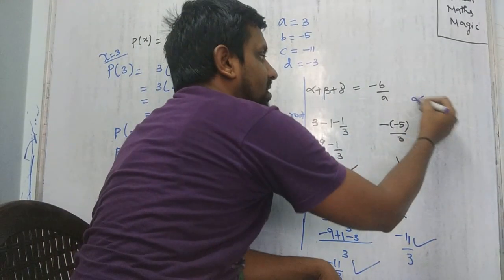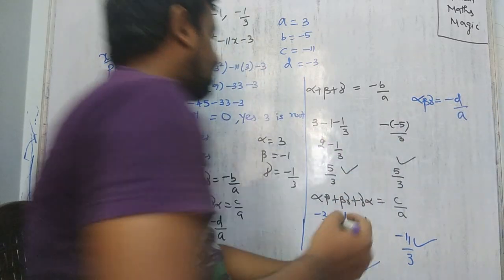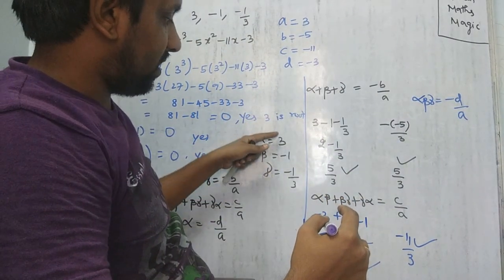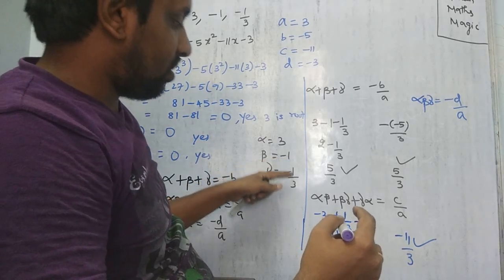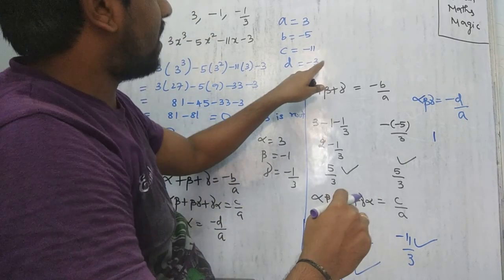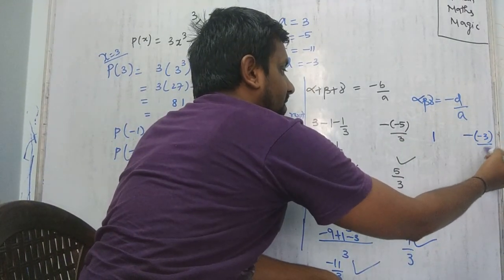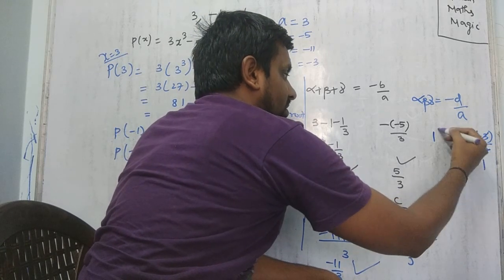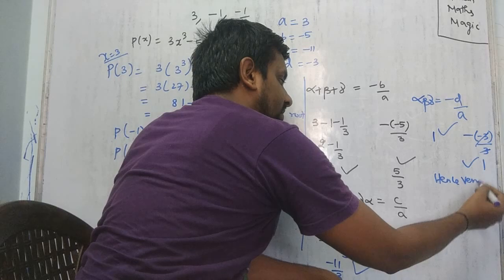The third one, that is alpha beta gamma. What is the formula? Minus d by a. If I multiply all three, what answer do I get? 3 into minus 1 into minus 1 by 3, the answer is 1. Minus d by a, minus of minus 3 by 3, that also gives answer 1. Here also 1, here also 1. So the final answer: hence verified.